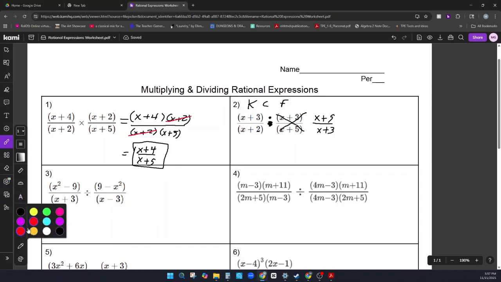And from there, once again, I looked to see if I could cancel anything. And I could cancel x plus 3 and x plus 3. So my final answer is going to be x plus 5 all over x plus 2. Okay? And once again, I am done. Sometimes this is a matter of going through the math and canceling anything.